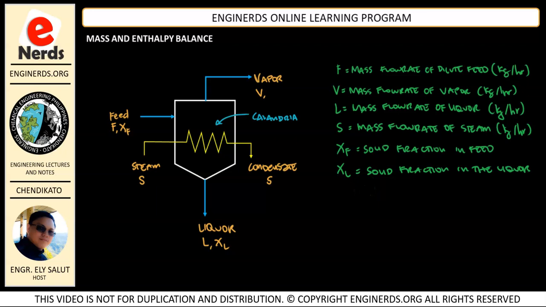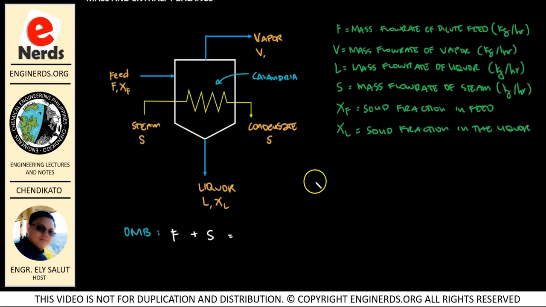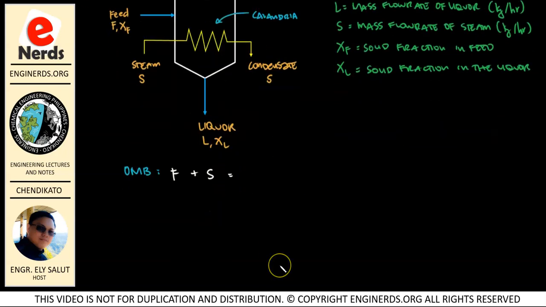Alright, so katulad ng ginawa natin, no, sa ating previous video, we're going to get our overall material balance. Okay, so lahat ng pumapasok sa ating unit, we have F plus S, and lahat ng lumalabas, we have vapor, liquor, and the condensate. Liquor plus vapor plus the condensate, which is also equal to S. So our value of S will be cancelled out. So ang matitira lang sa ating overall material balance will be F is equal to L plus V.